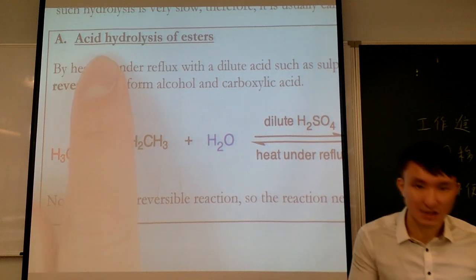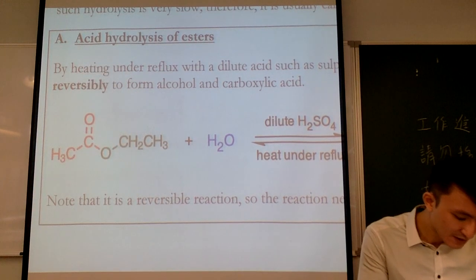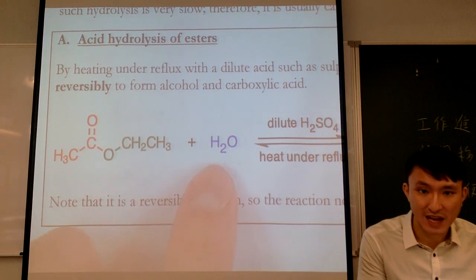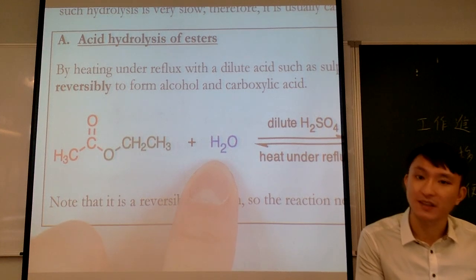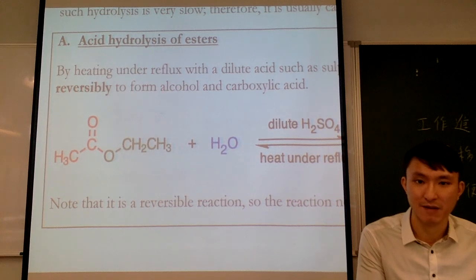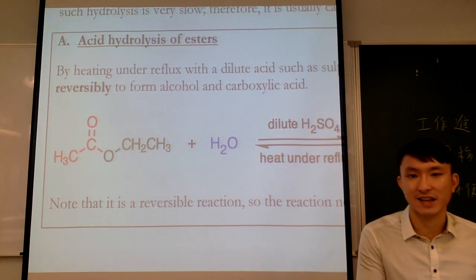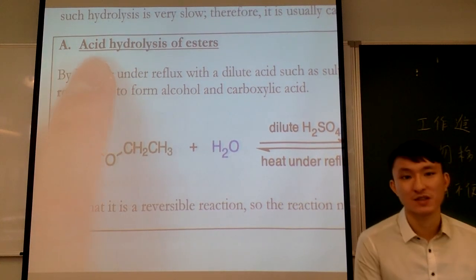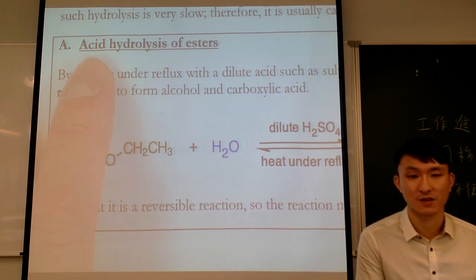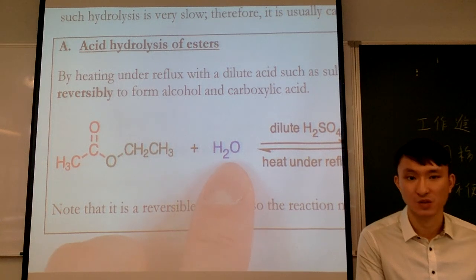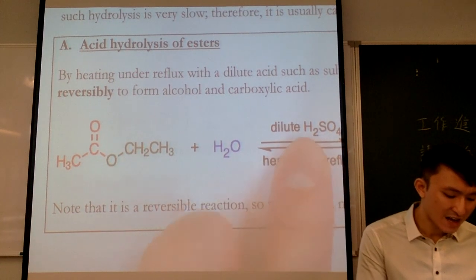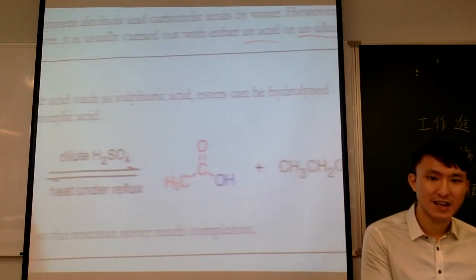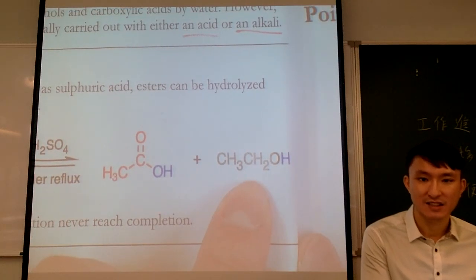Now let's start with acid hydrolysis. If you look at the reaction itself, it has an ester and the reactant is water. Even though we add acid, the reactant is water. Bear in mind, the acid is acting as a catalyst. So this reaction is called acid catalyzed hydrolysis of ester, because the reactant is actually water, not the acid itself. Under the catalysis of acid, the reaction takes place, generating an acid and the alcohol.